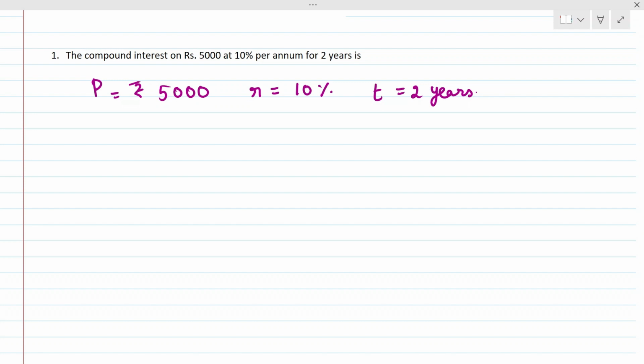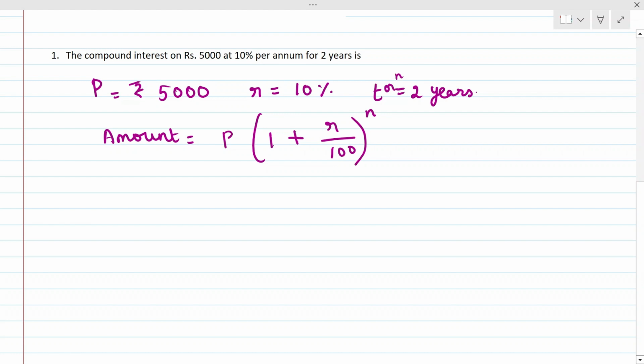Now, compound interest we cannot find directly. We have to find the amount and then find the compound interest. The amount formula I have already given you: P into (1 plus R by 100) the whole power N, or T, whichever we want. So this is the amount we get. P, principal, is 5,000 rupees into (1 plus 10 by 100) to the power 2, the number of years. So we can cancel this 10 and the 100 here itself.